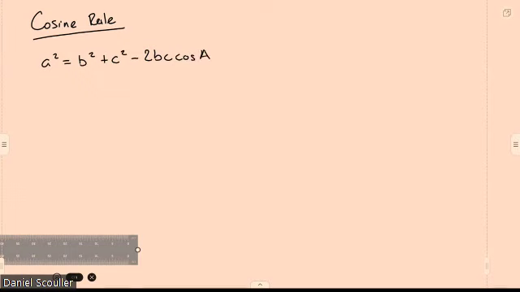So, cosine rule. All we're on there. Okay, we use that. Find the missing side.